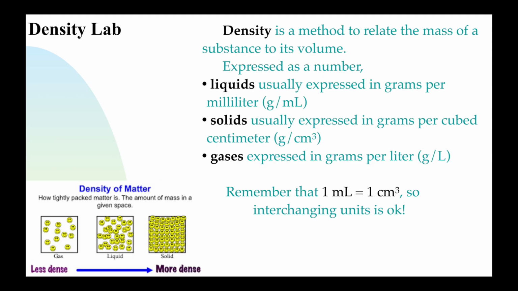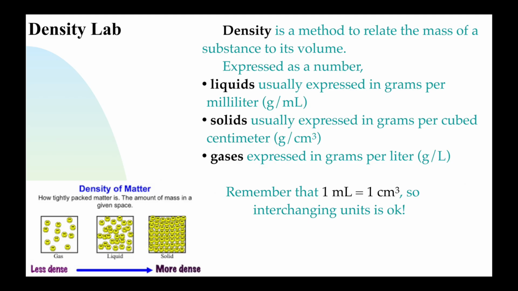So for liquids, it's usually represented as grams per milliliter. So you can see there the units, grams per ml. That's what people usually will use when they're talking about the density of a liquid. Now, solids are usually in grams per cubed centimeters, or centimeter cube. And you can see the units there, grams per cm cubed. A cube centimeter is nothing more than literally a centimeter by a centimeter by a centimeter. So length, width, and height are all centimeters. That's where the centimeter cube comes from.